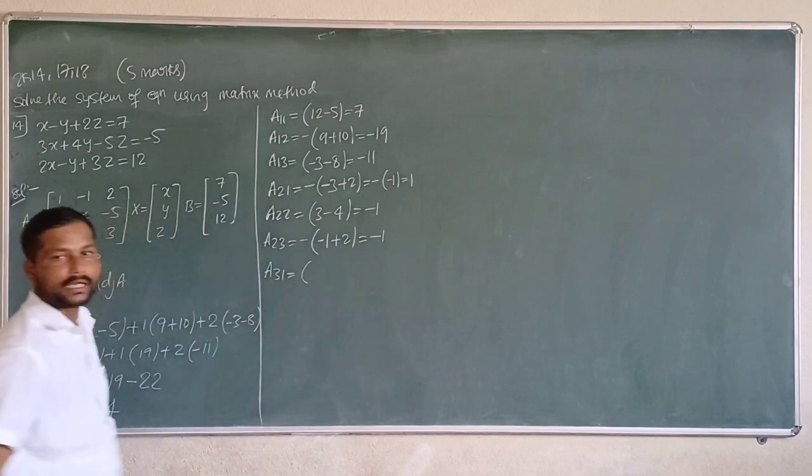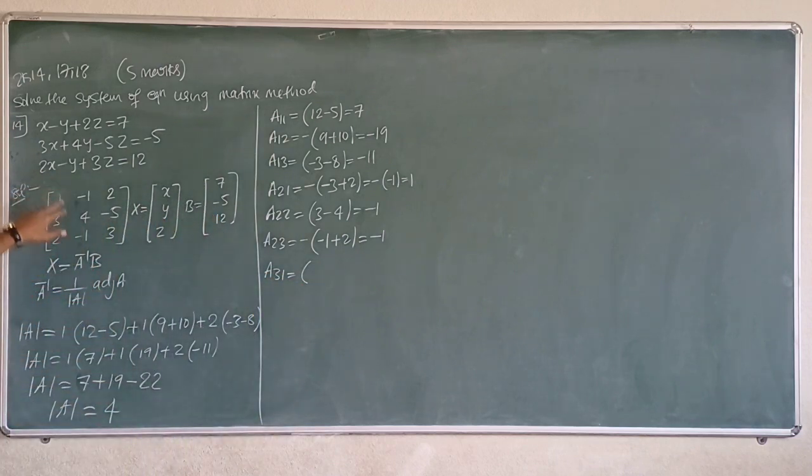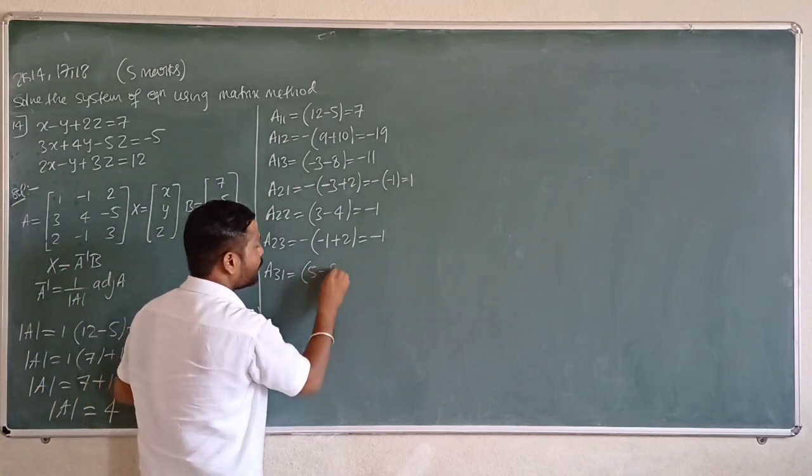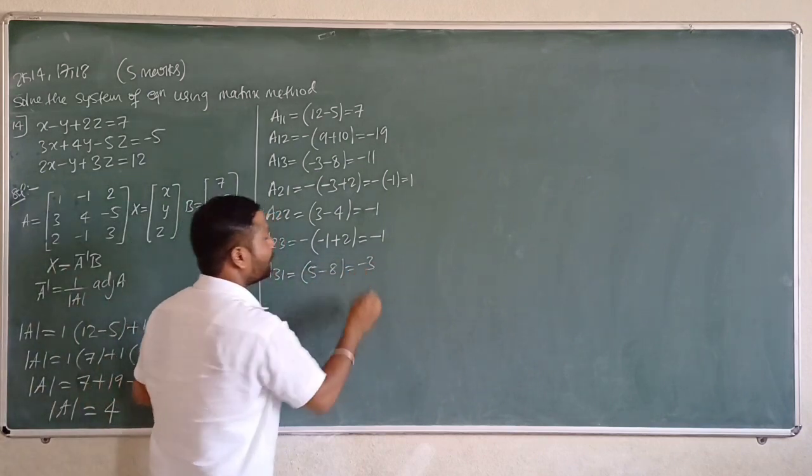A31 is positive. Delete third row, first column. Minus into minus, plus. 1 5s are 5. Minus 4 2s are 8. What is the answer? 5 minus 5 minus 8. 5 minus 8, meaning minus 3 now.